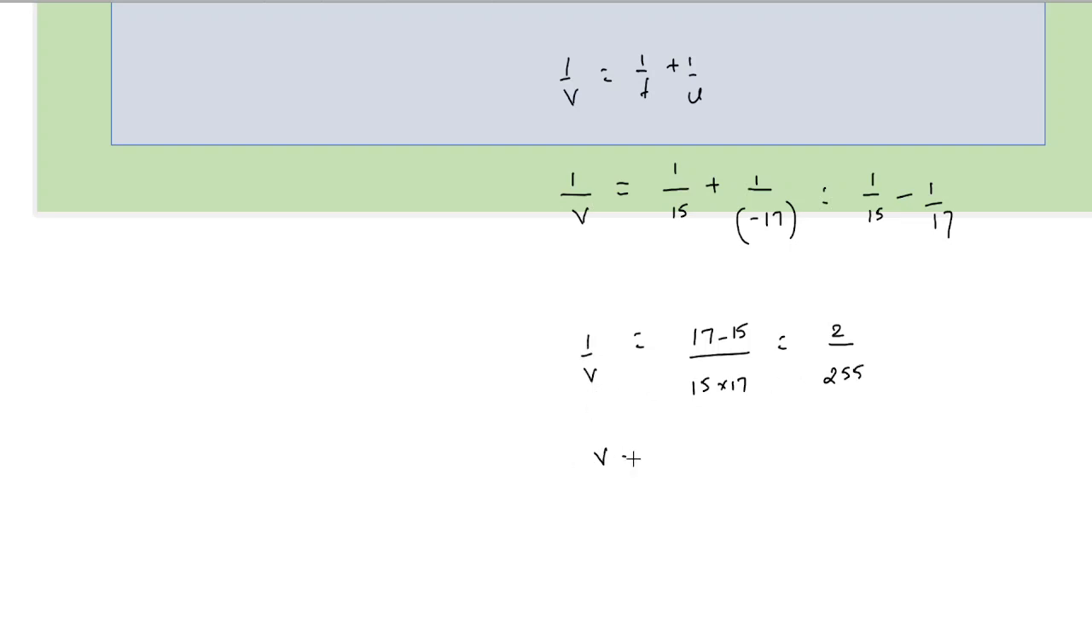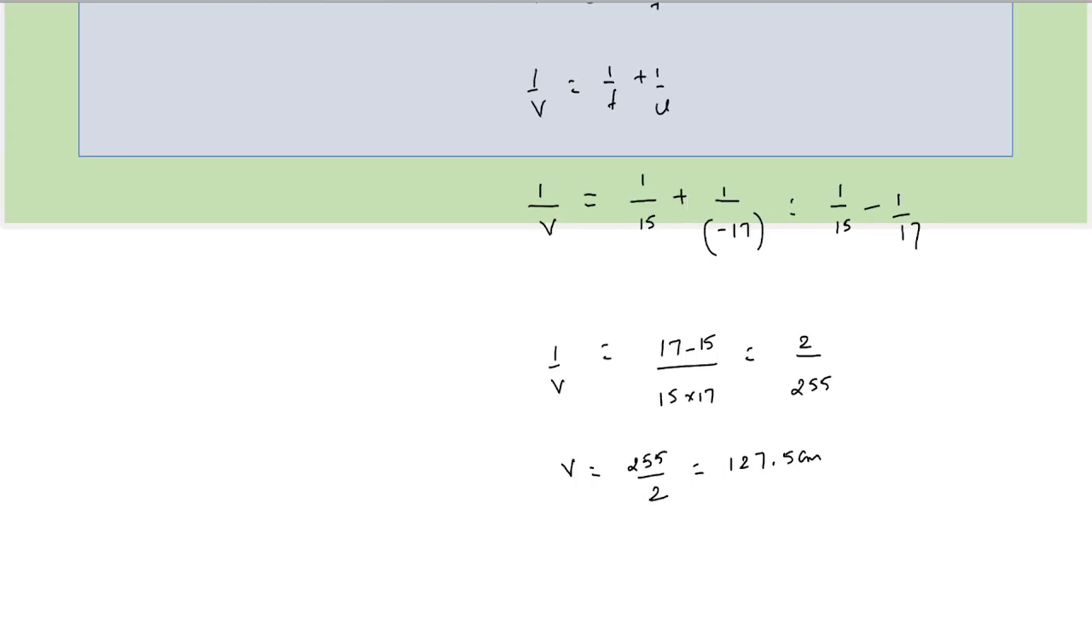So from here v is equal to 255 by 2, and that is equal to 127.5 centimeter. So this is the required answer. In terms of meter, you can write v is equal to 1.275 meter. Now since v is positive, it means it's a real image.